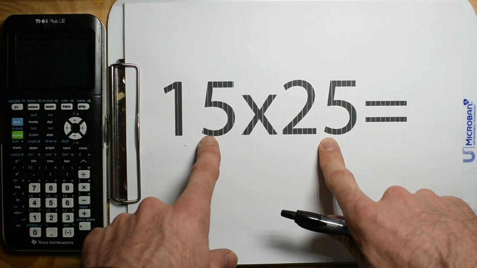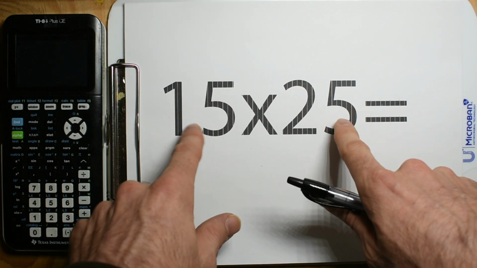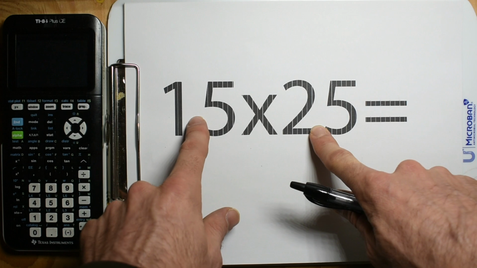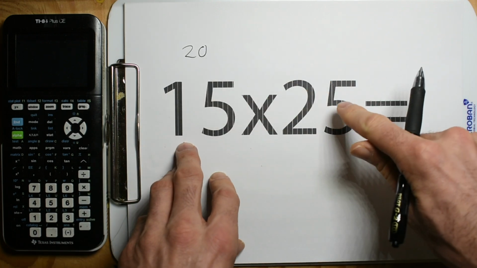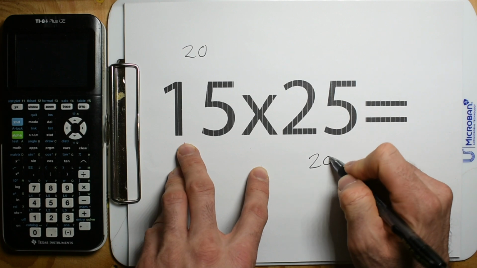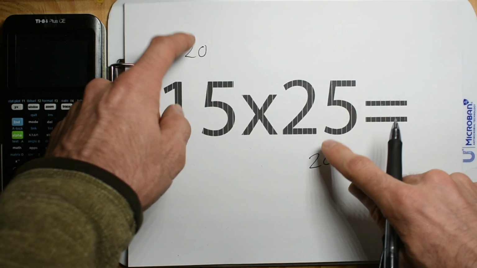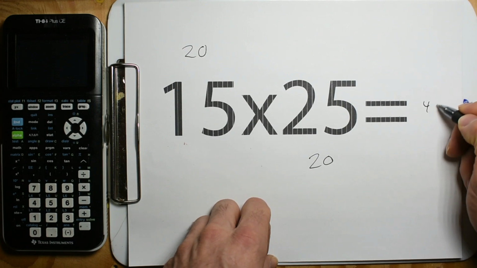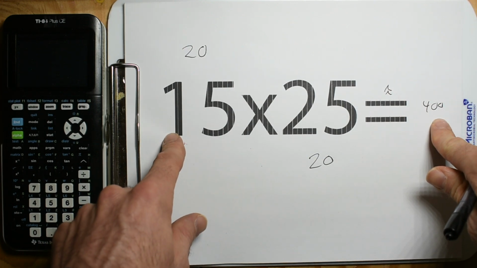So one of the strategies that I use for this one, and I did it in a different video, is, hey, 15 times 25. I can increase this by 5, I can increase this to 20, and I can decrease this to 20, you know what I mean? So if I increase this by 5 and decrease this by 5, now I got 20 times 20. And I know that this answer, it's not exact, but it's going to be approximately 400.